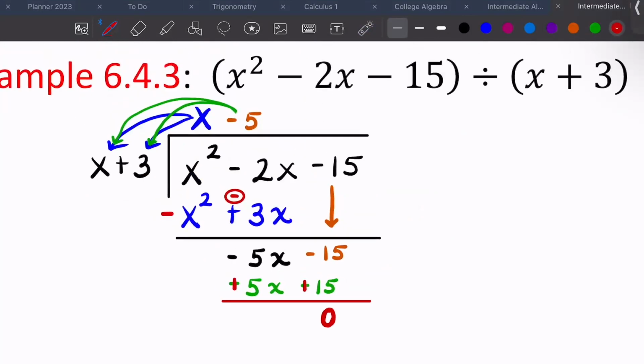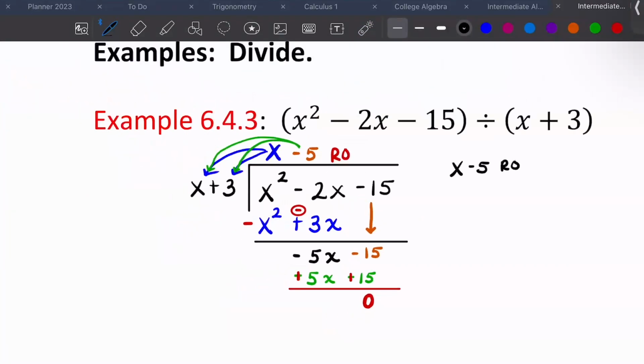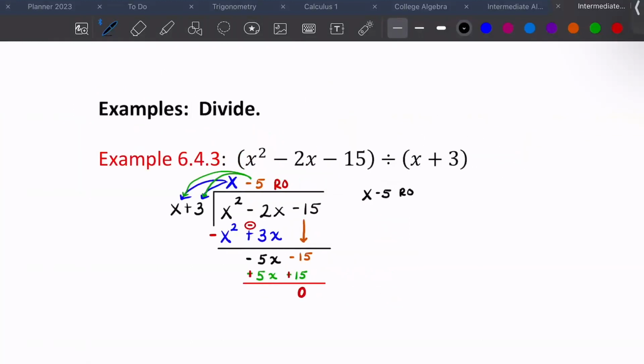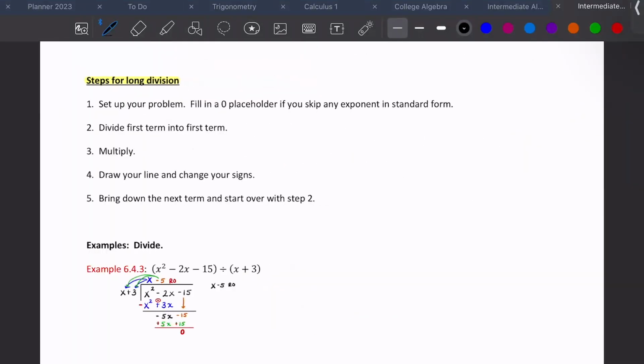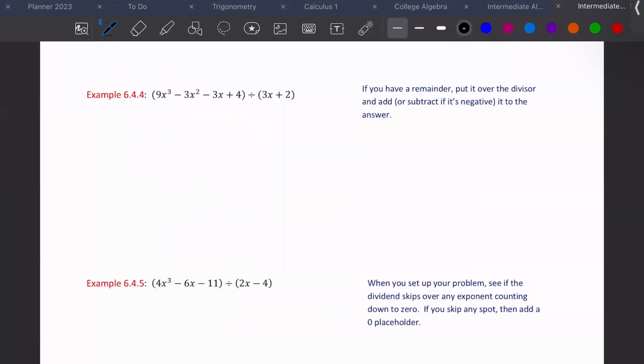So your answer is x minus 5, and your remainder is 0. You don't have to write that, but it is remainder 0. Okay. Hopefully that is somewhat familiar to you from probably 5th grade. Okay, but we're going to do plenty of them, so you do the same thing every single time.